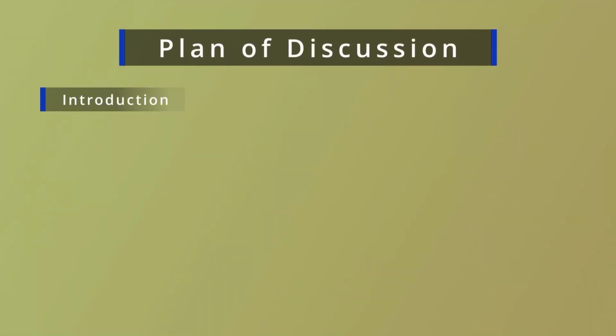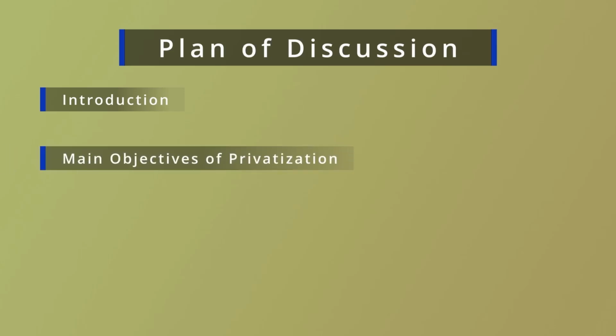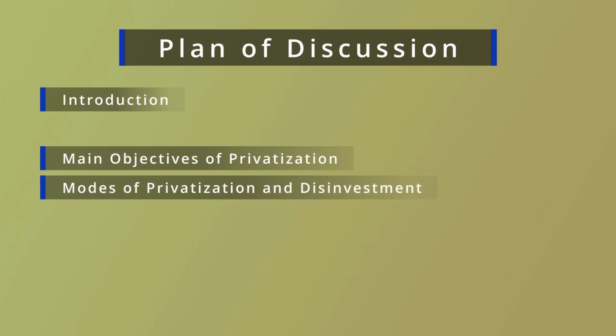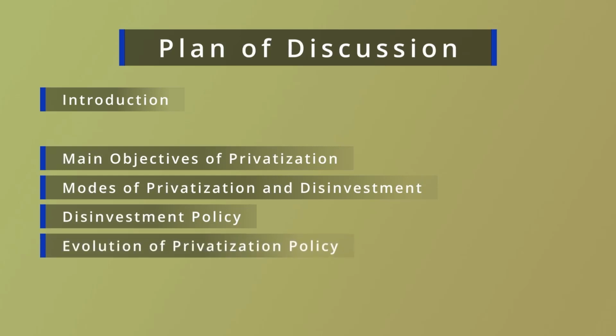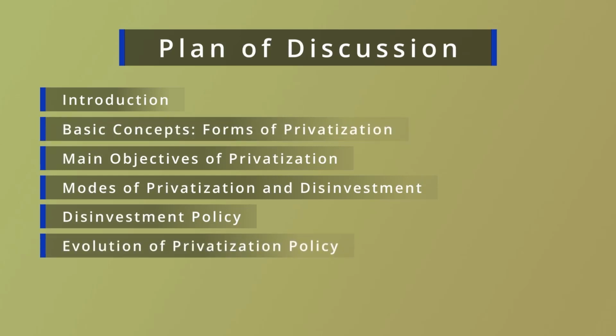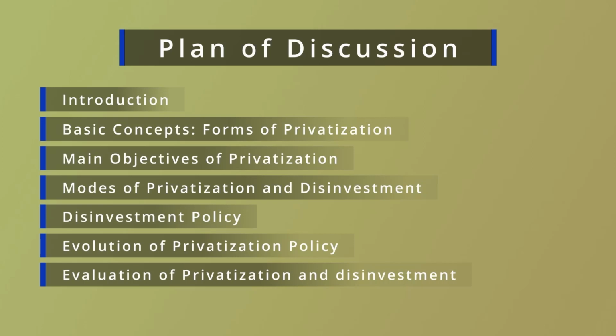The present module consists of 8 sections. Section 1 introduces the theme, whereas Section 2 points out the concept of privatization and disinvestment and different forms of disinvestment, and Section 3 deals with the main objectives of privatization. Section 4 is the modes of privatization and disinvestment, and Section 5 is disinvestment policy. After that, Section 6 presents a brief evaluation of the privatization policy, and Section 7 is the critical evaluation of the privatization and disinvestment policy in India, and finally Section 8 makes some concluding observations.